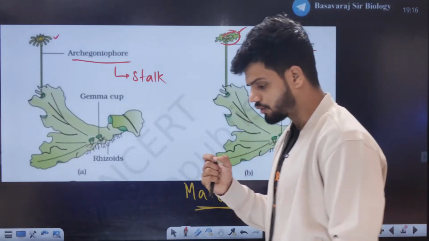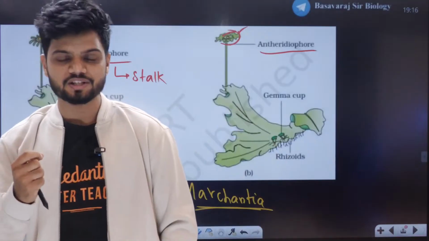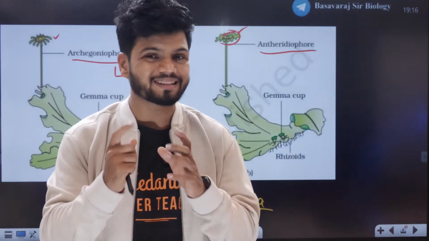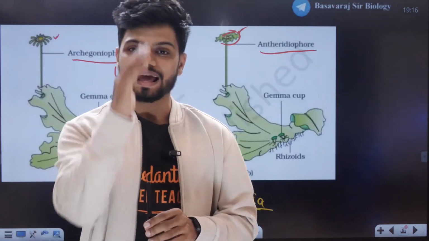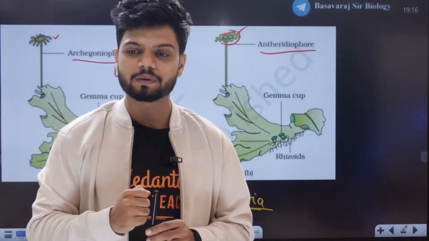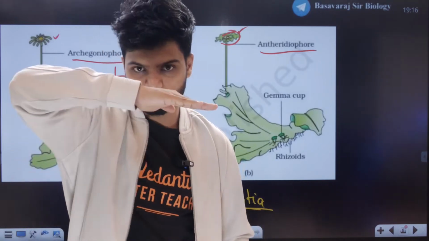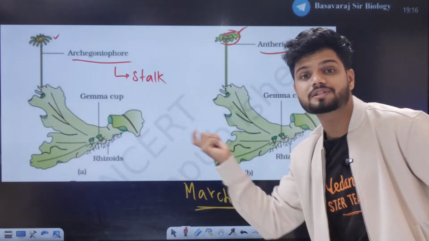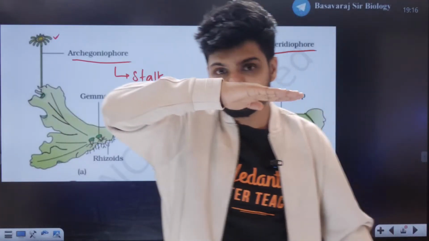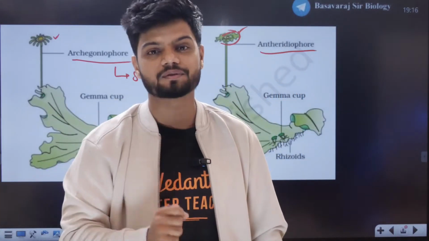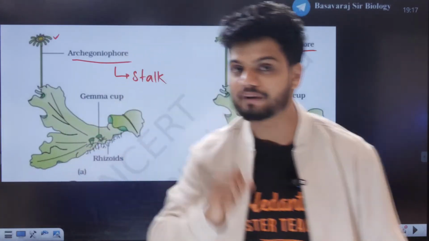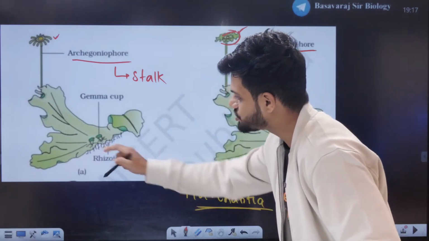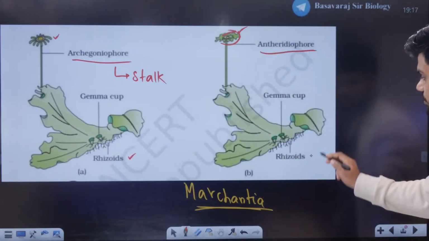Now, all of the students, if you know, Marchantia is a liverwort. The main thallus here, is it erect or prostrate? Tell me in the chat quickly, all of you. Is it erect or prostrate? If you see here, the entire thallus is prostrate. It is flat. It is flat on the surface. It is not erect here. Apart from that, can you see rhizoids here, which help in anchorage? We can see rhizoids here also.